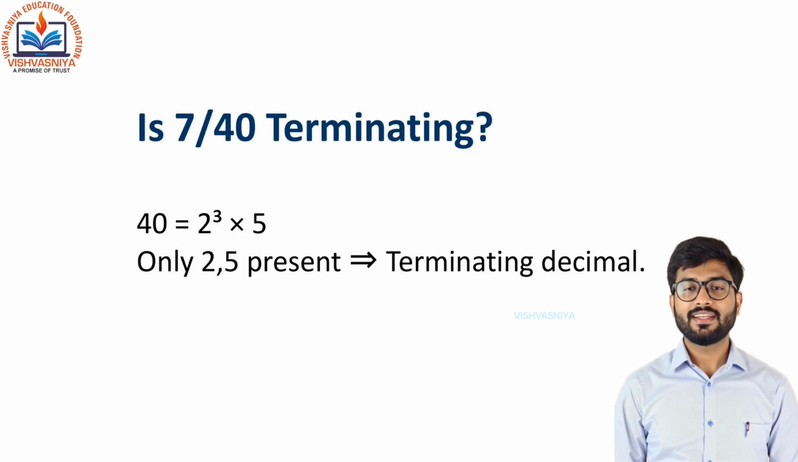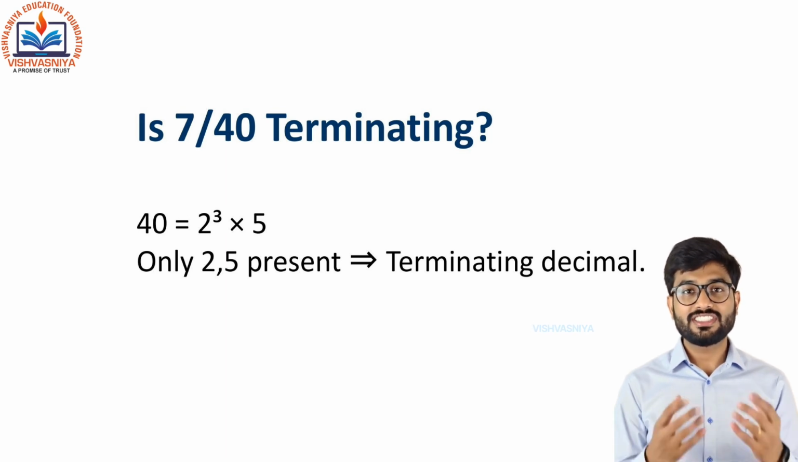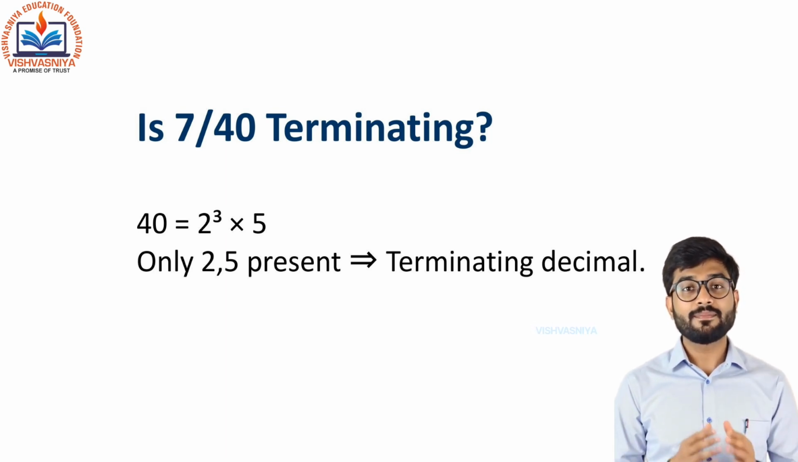Let's check if 7 divided by 40 is terminating. Denominator 40 equals 2 raised to the power 3 into 5 raised to the power 1. Only 2's and 5's are prime factors, so 7 by 40 is terminating.